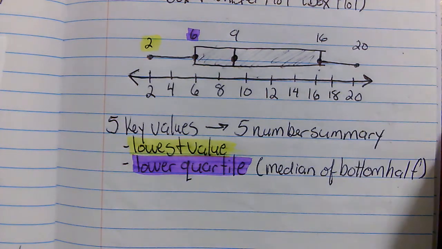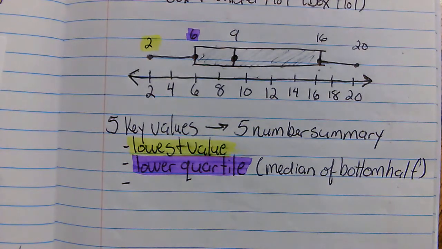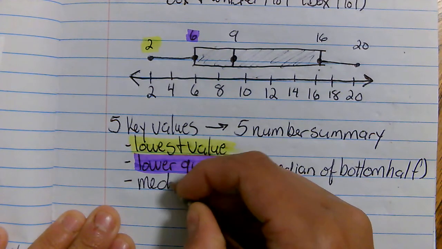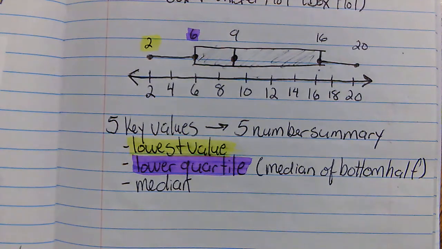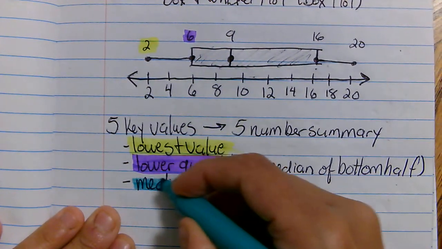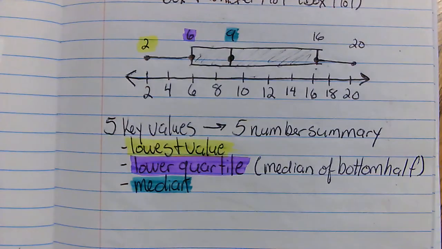The next one, that's our number 9. This is the median of the whole data set. This is the median. Remember, median means middle number. You highlight that in a different color. You can do whatever colors you want, just make sure you're doing each one a different color.